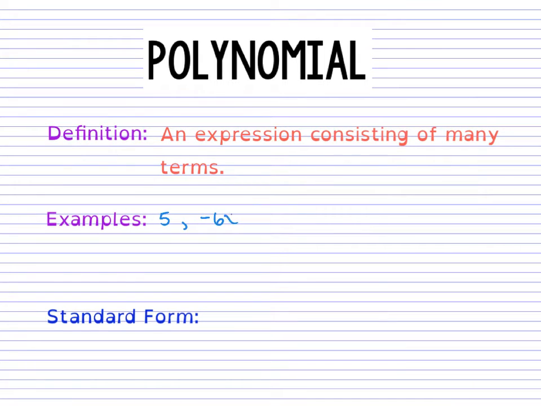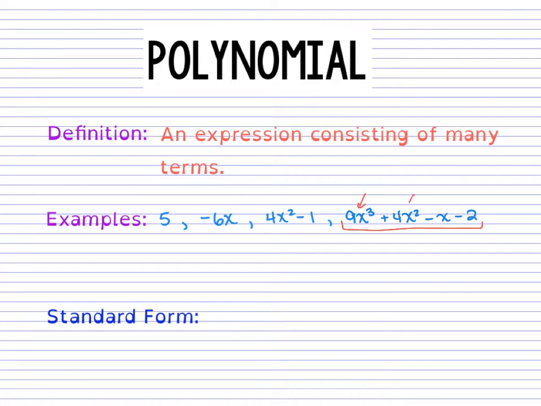Negative 6x. So a term with one variable and one constant, that can be considered a polynomial. Another one would be something like 4x squared minus 1. Two terms, the 4x squared and then the 1, those are two separate terms, polynomial. We can also do something like 9x cubed plus 4x squared minus x minus 2. So that is also a polynomial. This whole thing is a polynomial.